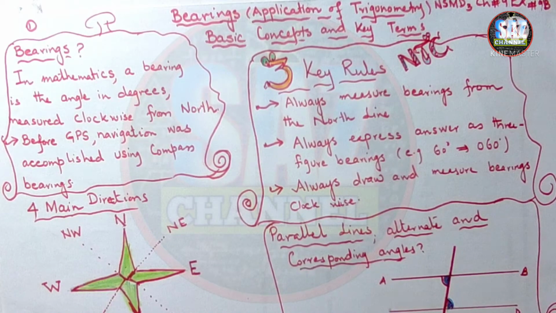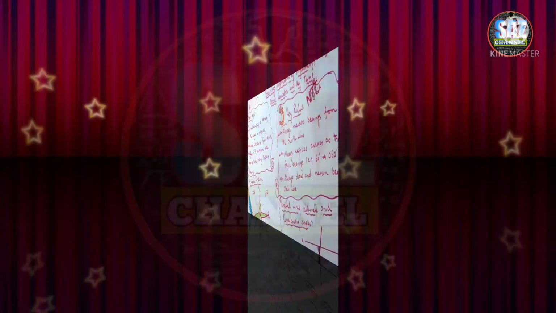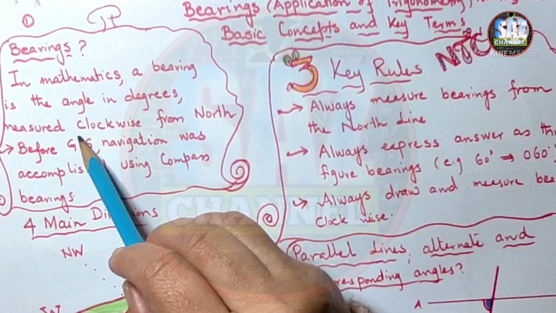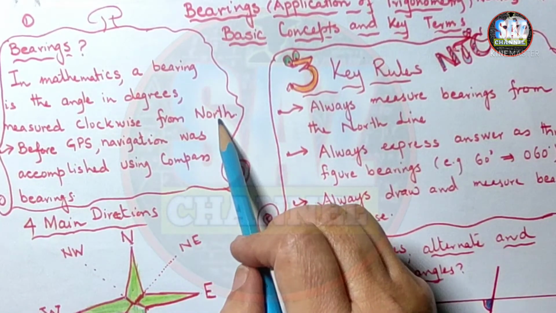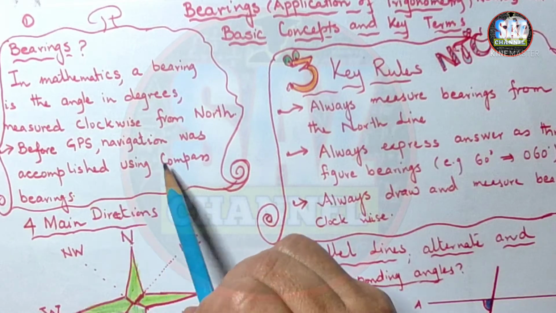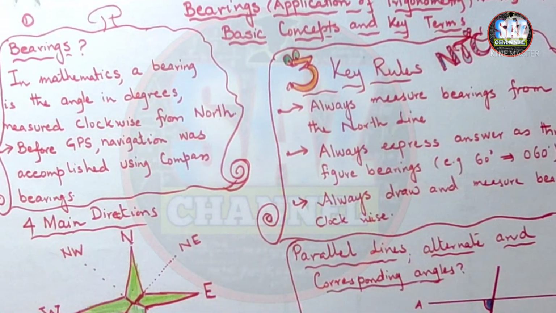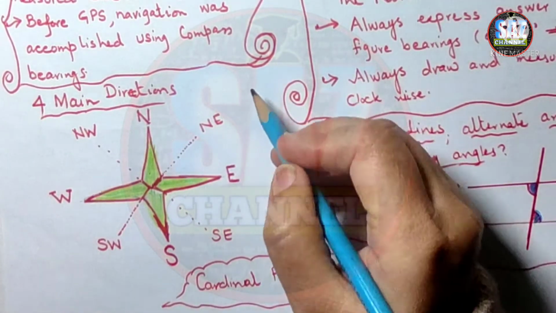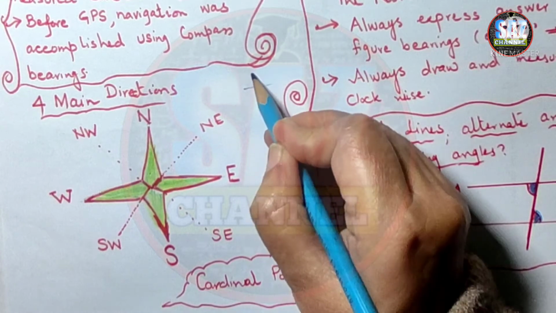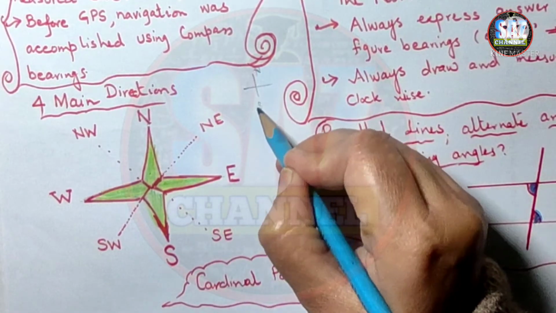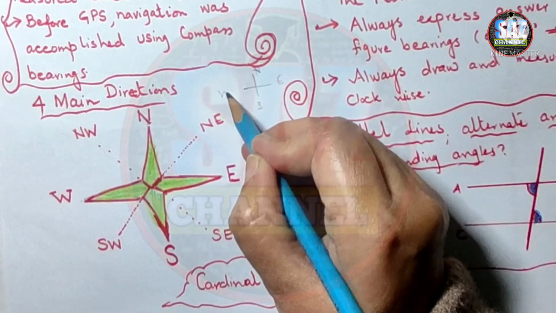First of all, it's really important to understand the concept of bearing. In mathematics, a bearing is the angle in degrees measured clockwise from the north. Before GPS, navigation was accomplished by using compass bearings. Here we have four main directions, and these are called the cardinal points of compass. We have the north position at this place, then south, then this is east and west.